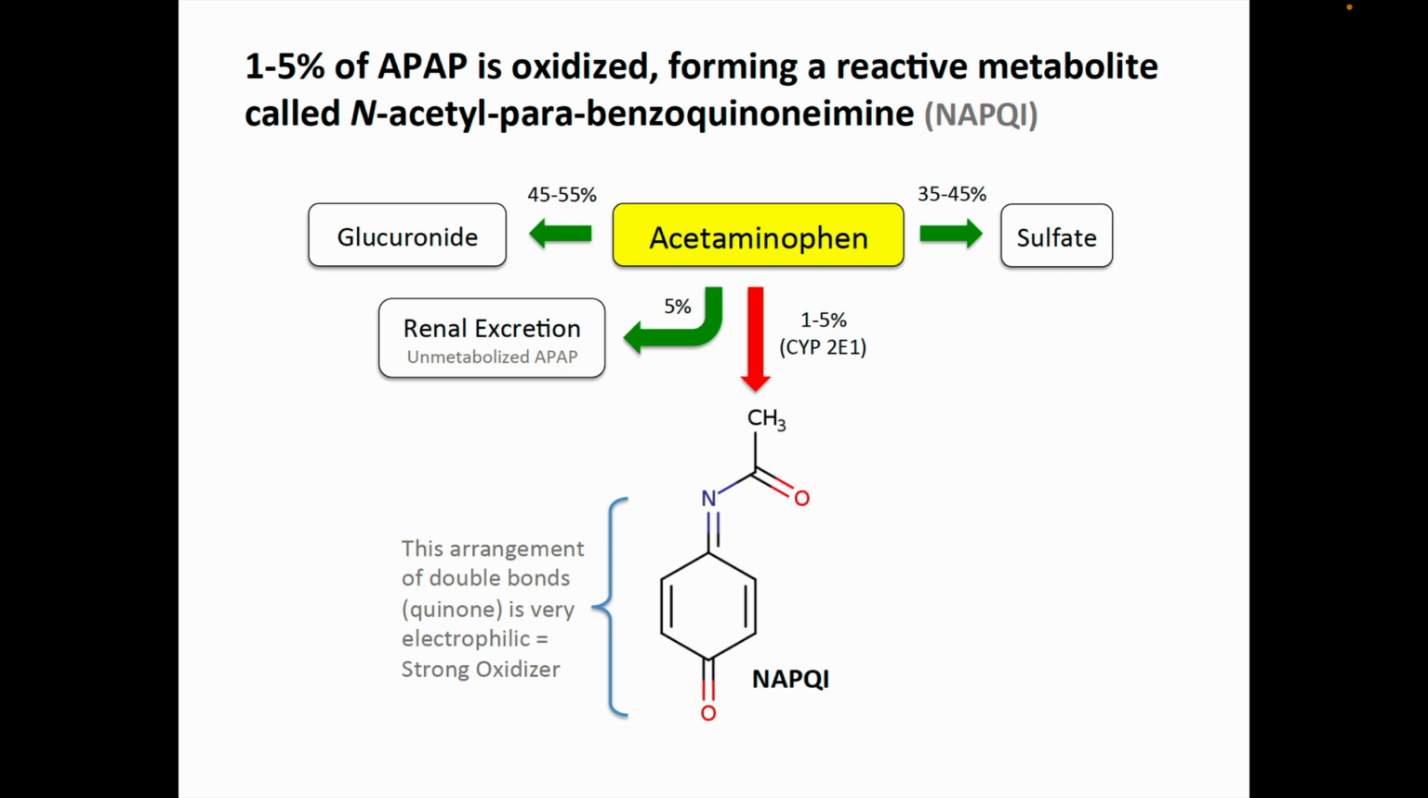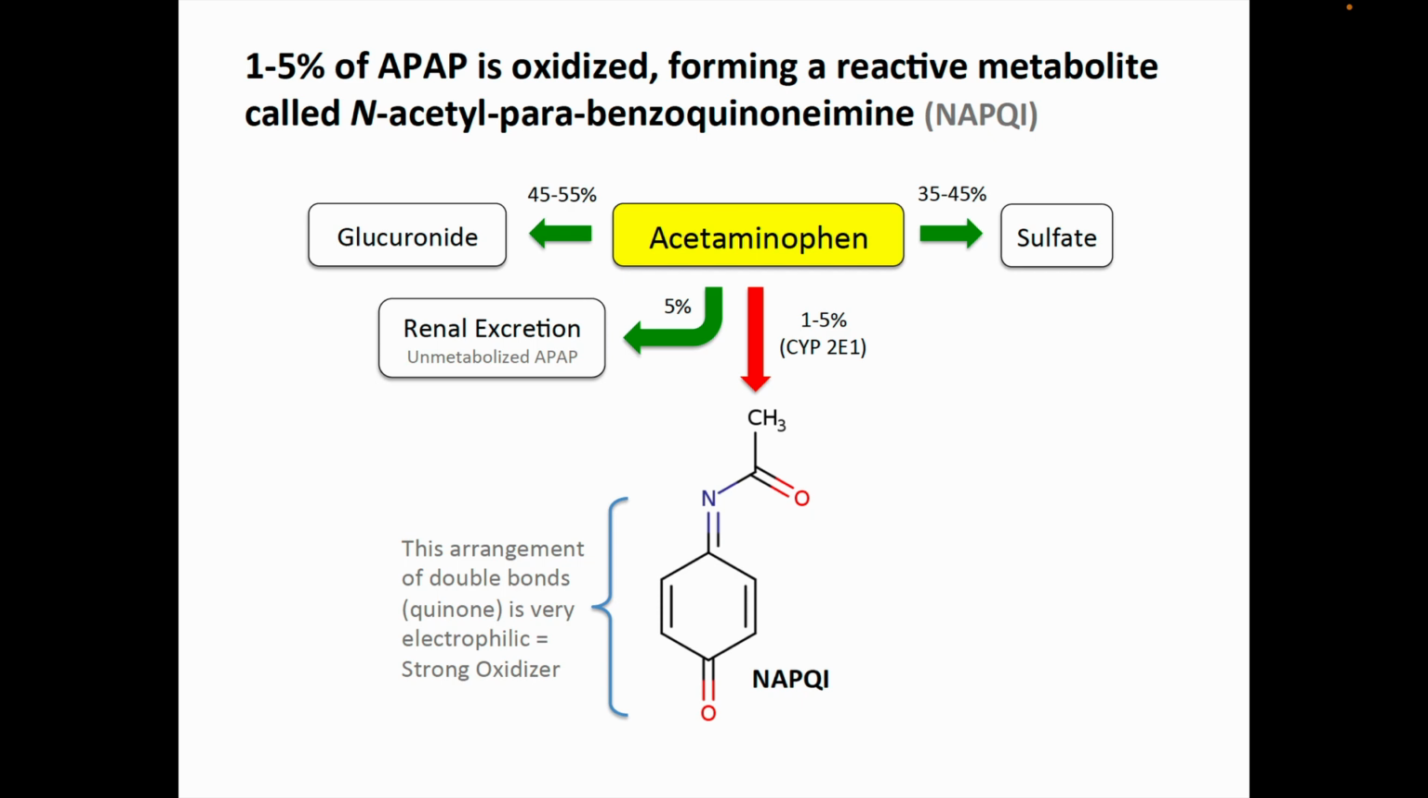However, a small amount, about 1 to 5% of the acetaminophen, does get oxidized in a phase 1 reaction, forming a reactive metabolite called N-acetyl-p-benzoquinone imine, or NAPQI. This reaction is catalyzed primarily by the cytochrome P450 2E1 isozyme. If you take a look at NAPQI's chemical structure, you see that there has been some movement of the double bonds around what used to be a benzene ring.